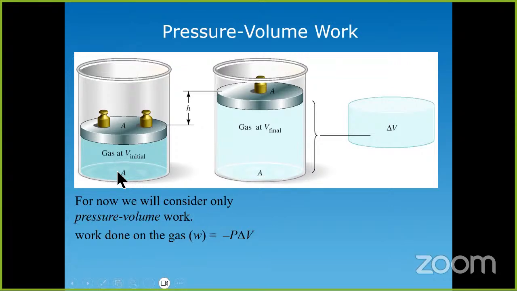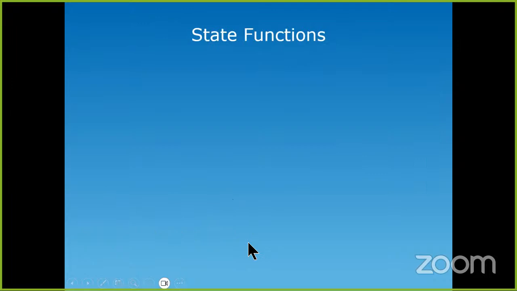So basically, if the gas expands from here to here, right? So in other words, the final volume would be greater than the initial volume. Then we can calculate the work that is done on the gas using this formula here. Work is equal to minus P times delta V, right? P is the pressure that is exerted, and delta V would be the change in the volume, all right?